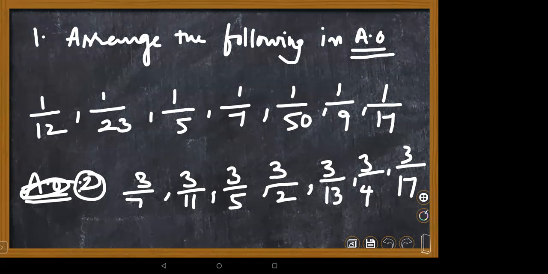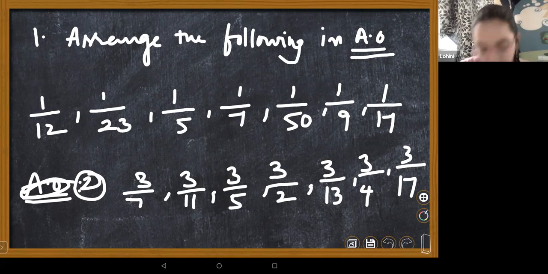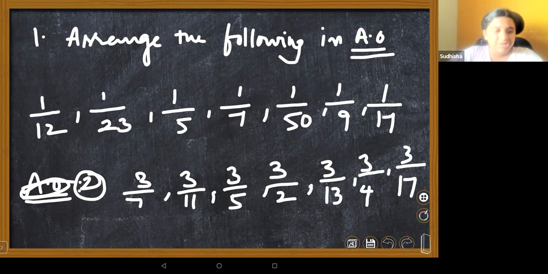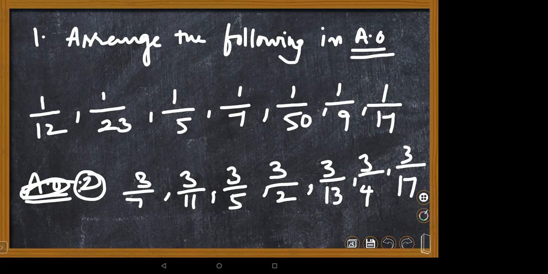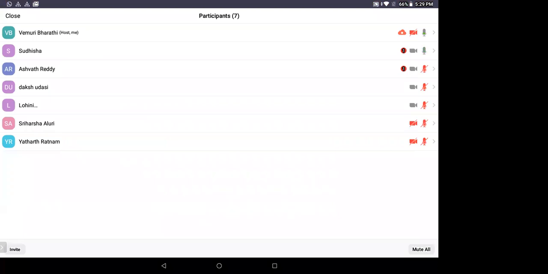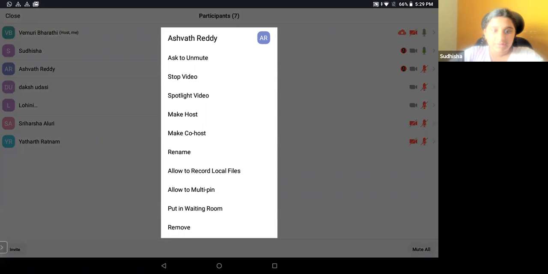Now, Lohini, can you give an answer for the first bit? By seeing only you can answer. Ascending order means which order, children? Ma'am, can you check mine? Okay, just a minute. Ma'am, you're sharing your screen, so the answer will be shown. Oh, okay. Just a minute.